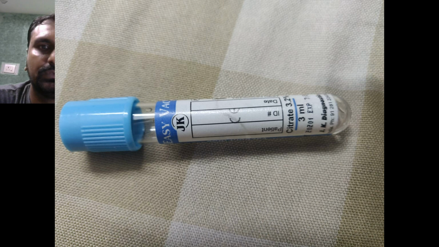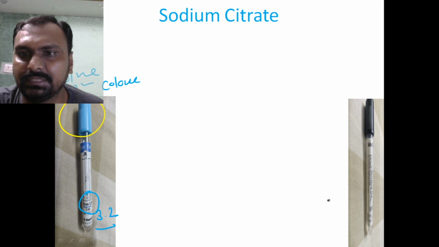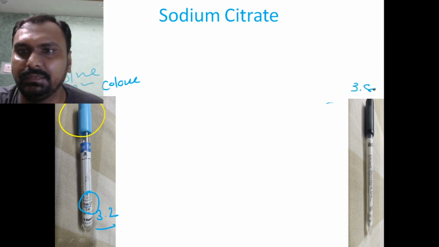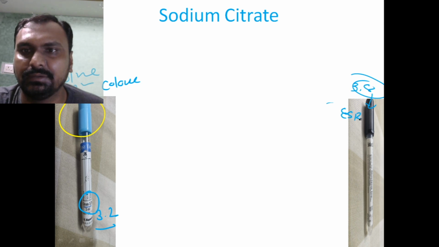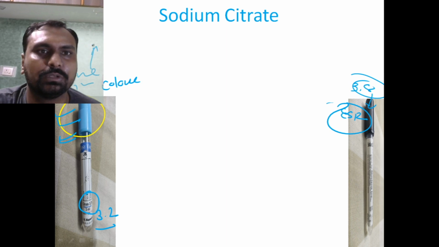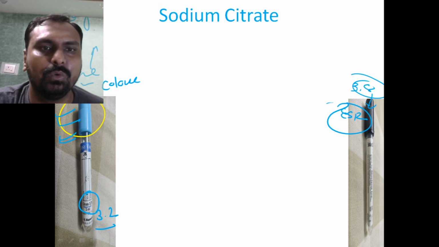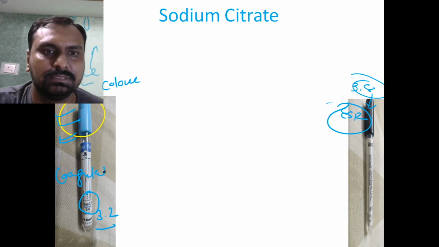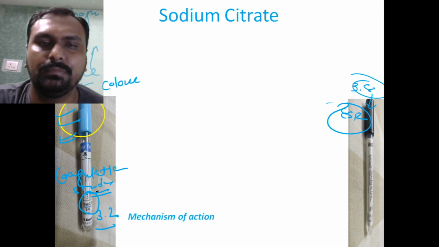Second, we use the sodium citrate tube. The cap or stopper is blue in color. You can see here the citrate concentration is 3.2%. If the citrate concentration is 3.8%, that is used for the ESR, while this blue one with 3.2% citrate is used for coagulation studies, mainly PT or APTT, prothrombin time and APTT.